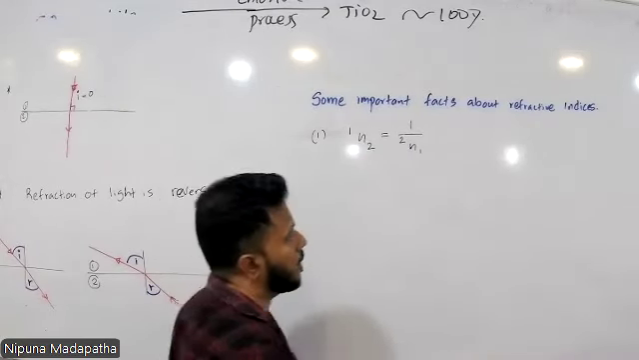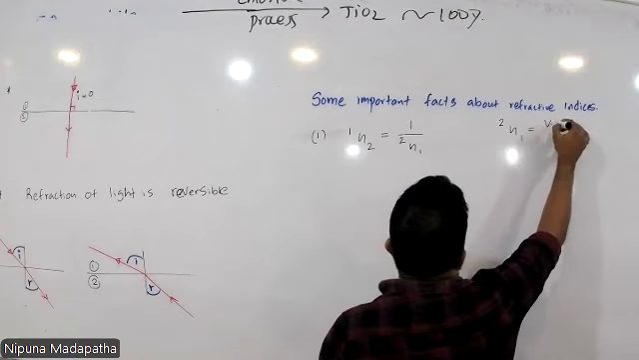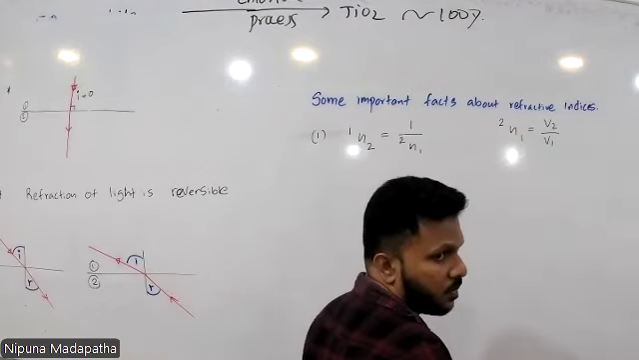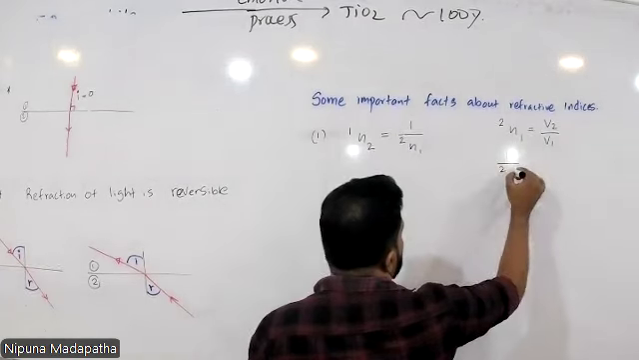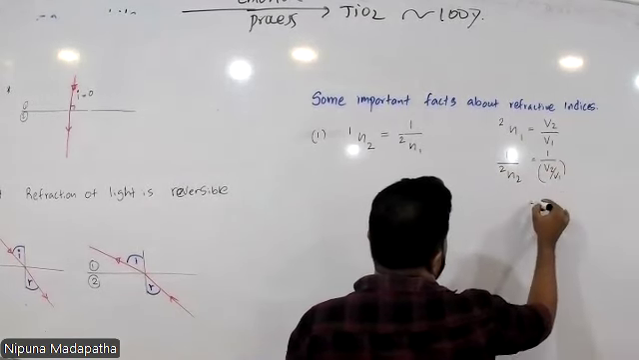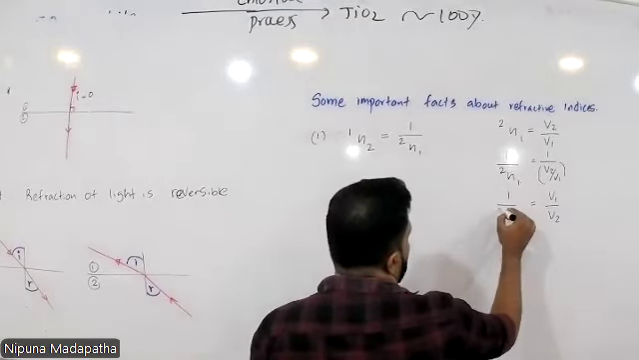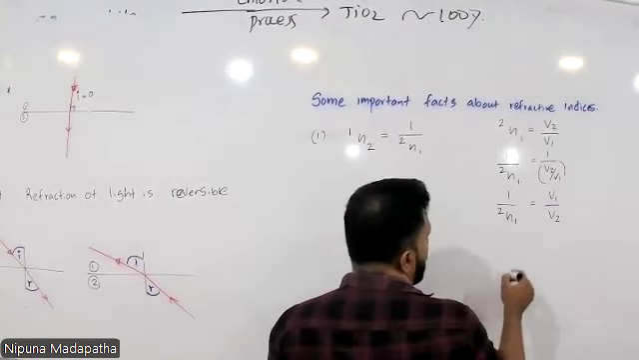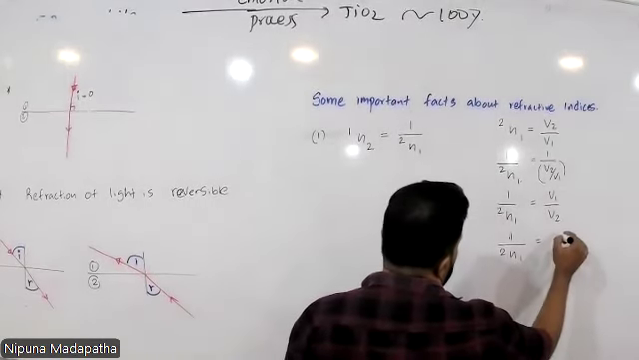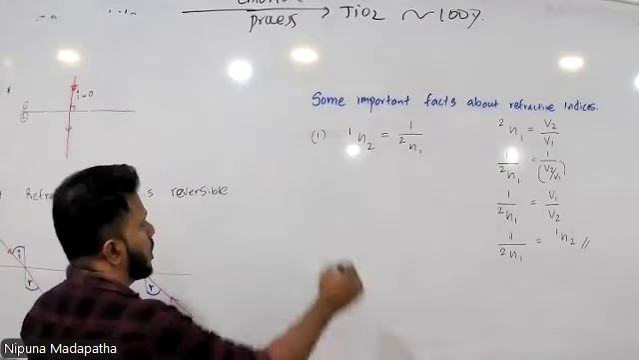So how do we prove this? Here n21 means the speed of light in the first medium divided by the speed of light in the second medium, so get the reciprocal of this. 1 over n21 equals V1 over V2. So what is V1 over V2? V1 over V2 is n12. The second relationship.